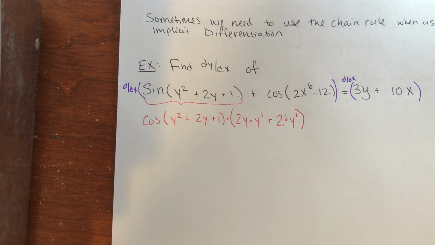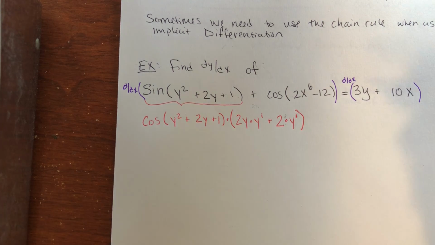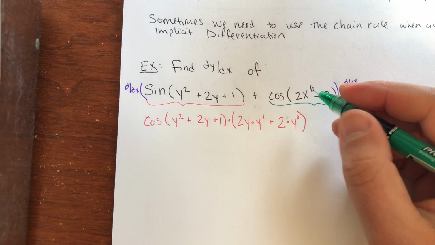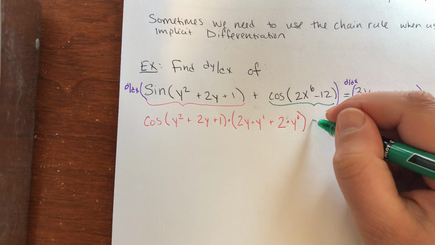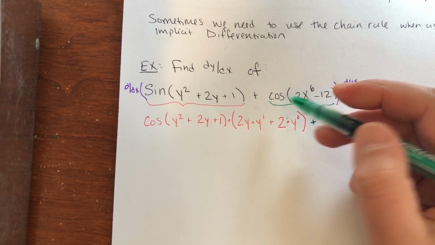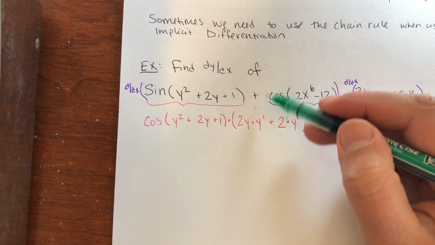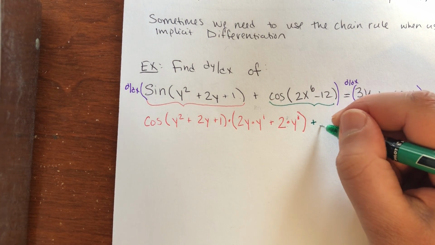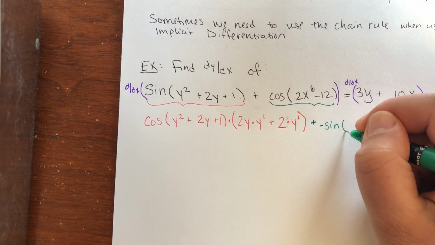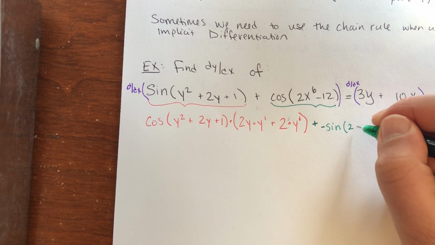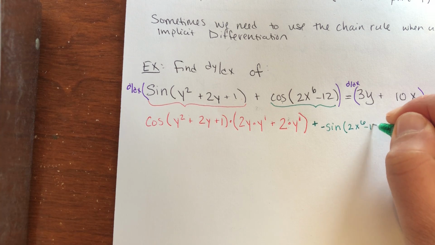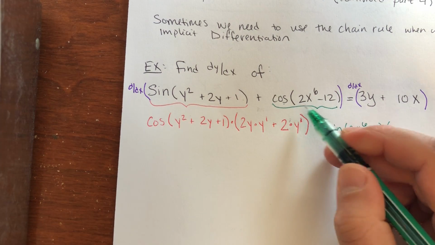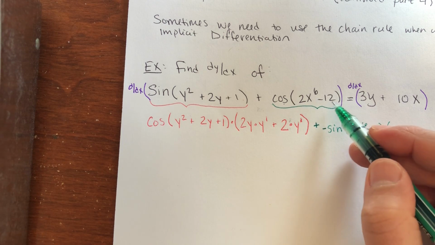All right, now we take the derivative of the second term, cosine of 2x to the 6 minus 12. Okay, again, the derivative of the outer term with respect to the inner term would be the derivative of cosine, which is negative sine. We leave the inner term alone, 2x to the 6 minus 12. And then we multiply that by the derivative of the inside.